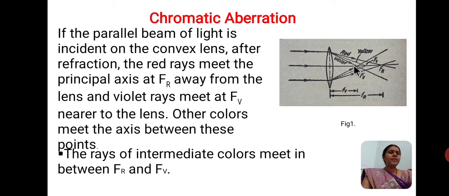In between FV and FR, the other colors meet. One color, the dashed line, is represented by yellow. As I have written here, the rays of the intermediate colors meet in between FV and FR. Okay, students?